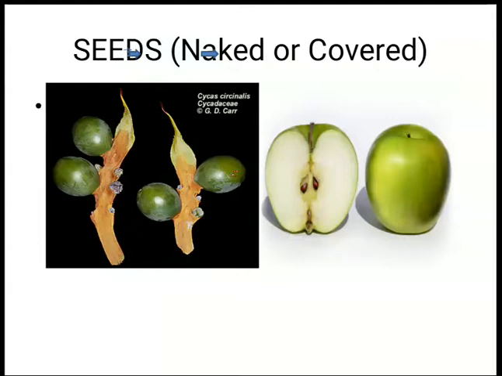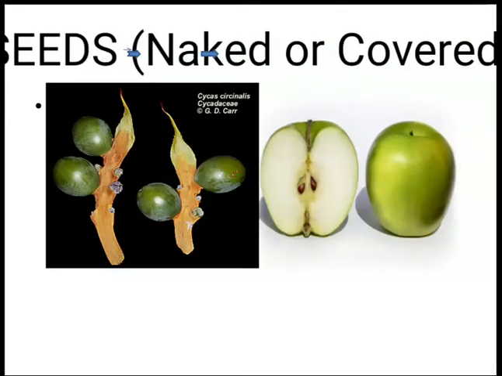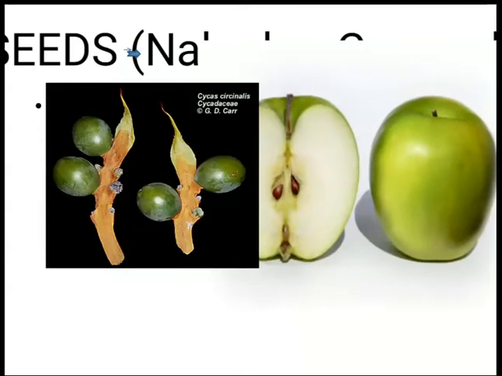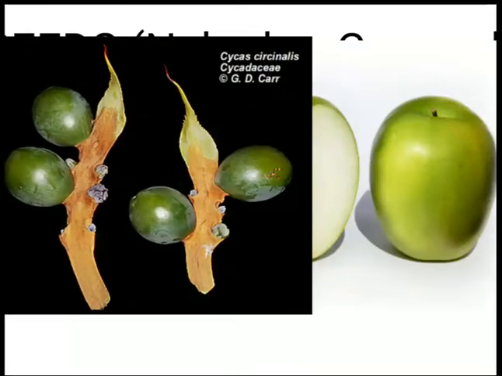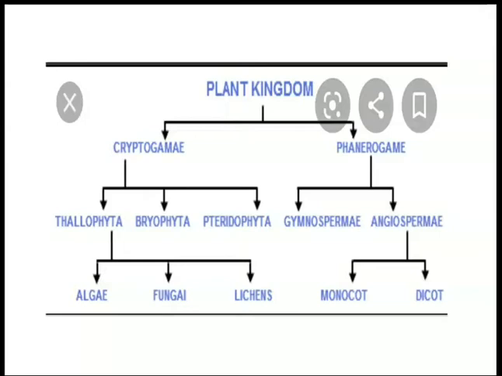Last time you have also seen that plants can be classified based on the presence or absence of a covering above the seeds that they produce. Now seeds are produced by flowering plants, so this is a basis of classification of flowering plants or phanerogams. Based on the presence or absence of seeds, plants can be classified as plants with seeds that are covered, as in apple, or plants where the seeds are exposed, as in the case of cycas.